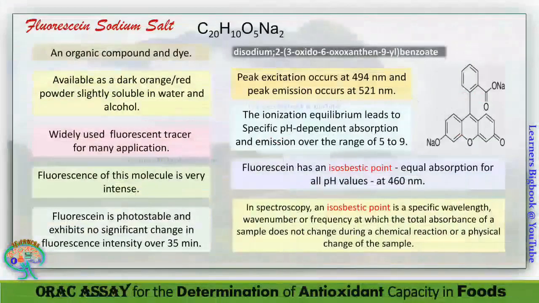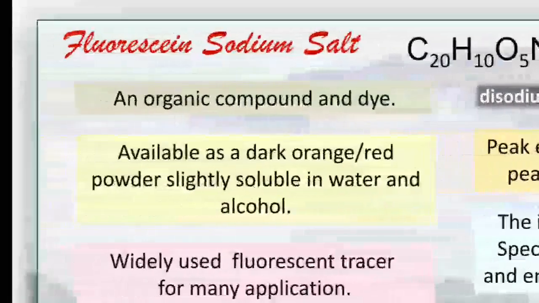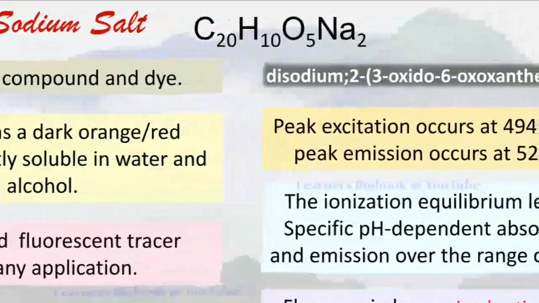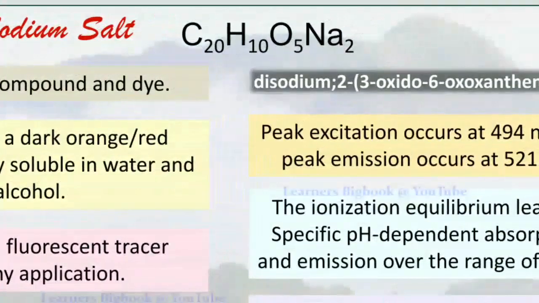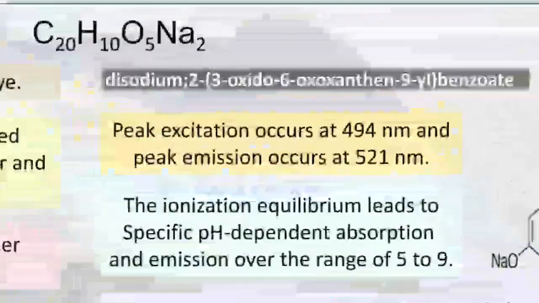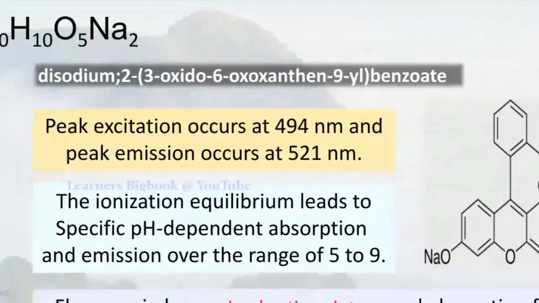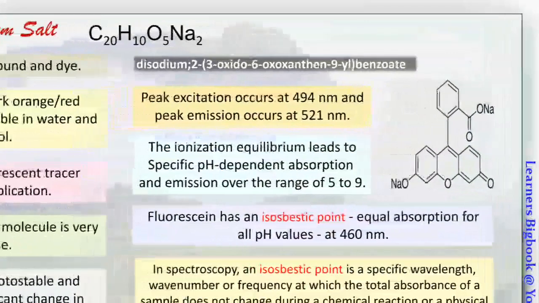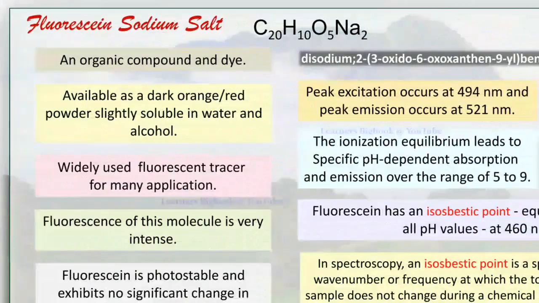Further is the Fluorescein sodium salt. Here you can see it's C20H10O5Na2 and it has the IUPAC name of disodium 2,3-oxidorothionyl benzoate. Now here you can see this will be the molecular structure. Fluorescein sodium salts are present in even different structures and with different IUPAC names, but the majorly used is the fluorescein sodium salt which we have shown here.